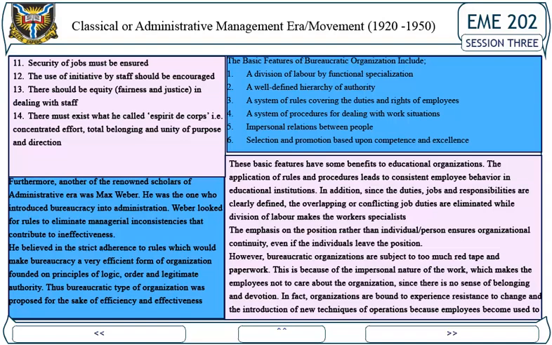10. There must be a scalar chain of authority and communication ranging from the highest to the lowest position. 11. Security of jobs must be ensured. 12. The use of initiative by staff should be encouraged. 13. There should be equity, fairness, and justice in dealing with staff.